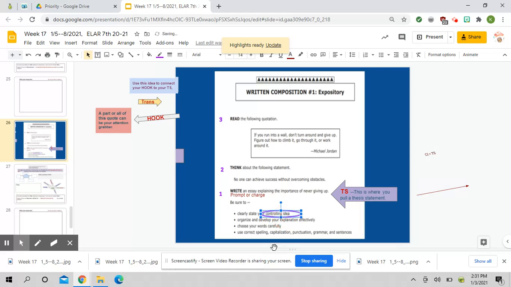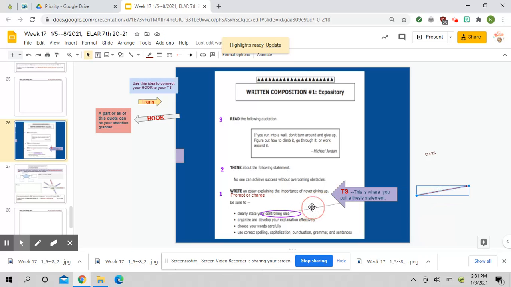So you circle the words controlling idea, and then you want to take your arrow and make sure you're pointing from the arrow to your thesis statement information. And I also gave you a little math sentence so you can remember for sure that CI, which means controlling idea, equals TS, which means thesis statement.